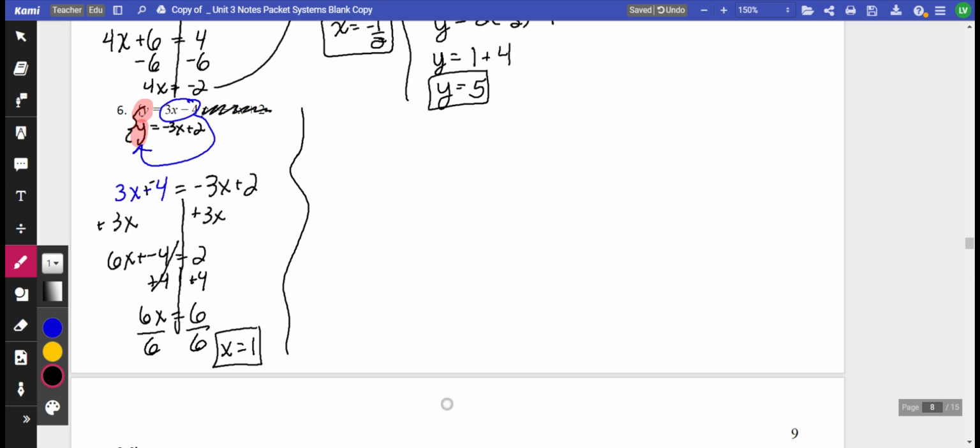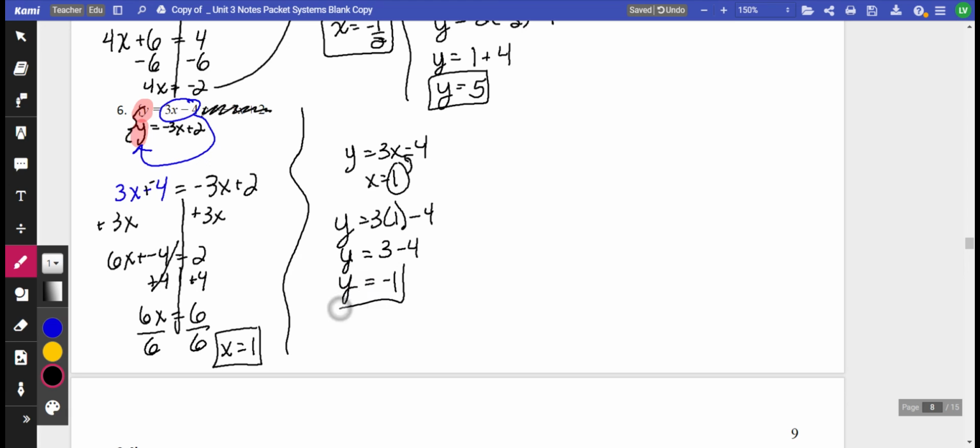Now we need to solve for the y. I'll use my first equation again. Y equals 3x minus 4. Could have used the second one. X equals 1. So I'm going to take this 1 and plug it into that x value. Y equals 3 times 1 minus 4. 3 times 1 is 3 minus 4. 3 minus 4 is a negative 1. I bring down my y. Y equals negative 1. So that means that negative 1, oh, I apologize. It means that 1, negative 1 is my final answer.